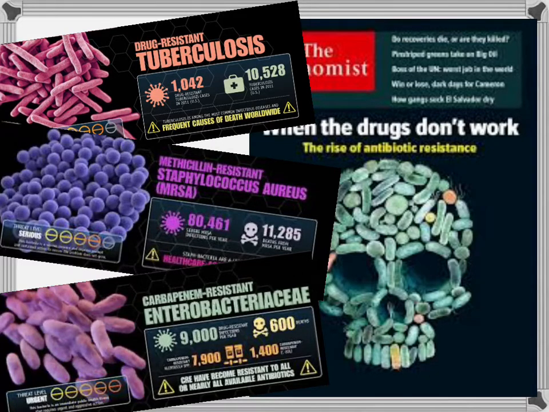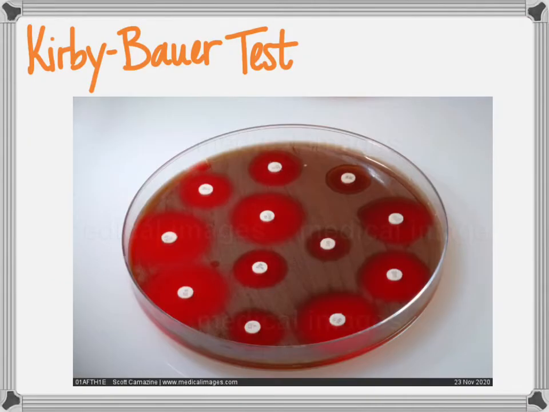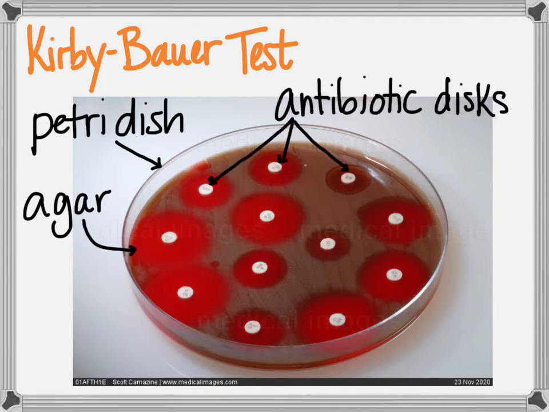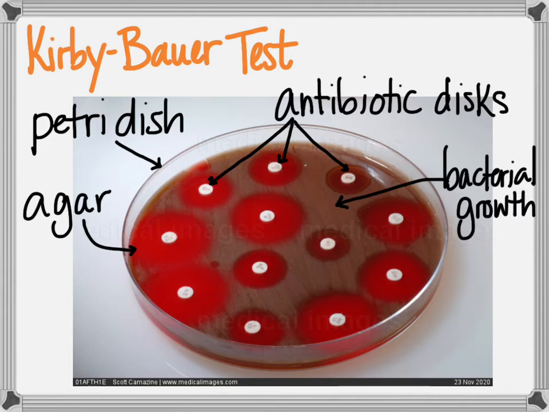So how do we determine whether or not an individual bacteria or an individual colony of bacteria are resistant to antibiotics? Well, most commonly it's done using something called a Kirby Bauer test. And a Kirby Bauer test is actually fairly simple. You've got a petri dish with agar in it. You have little paper discs that are soaked in antibiotic, and you have bacterial growth.